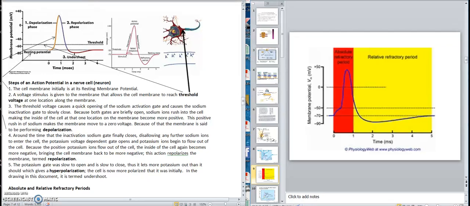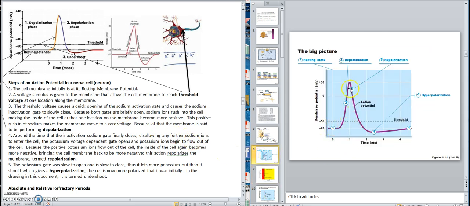Okay, class, we're still talking about action potentials. In the last video, we described all the steps that occur in an action potential. What I want to discuss now is something we call the absolute and relative refractory periods.